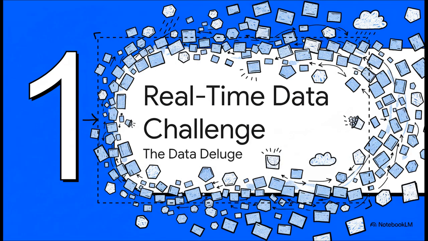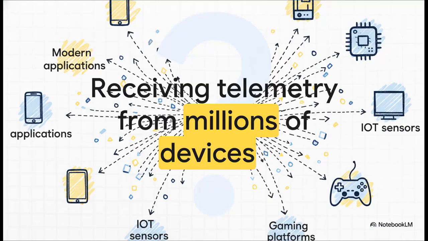We need to start by framing the problem, the why behind a service like Event Hubs even needing to exist in the first place. I mean, just think about it for a second. Modern applications, IoT sensors, huge gaming platforms, they all generate this constant, nonstop stream of data. And we're not talking about a little trickle here. We're talking about telemetry from literally millions of sources, all trying to report in at the exact same time.